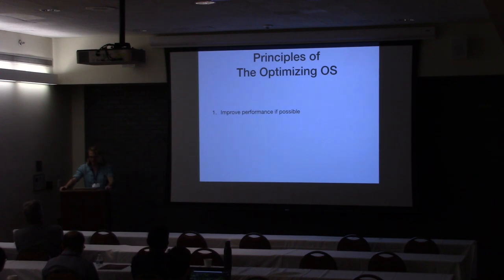So I'll provide a few principles for the optimizing operating system. The first one is to make some effort to actually run that code faster. Secondly, revert back to normal classical computation if you fail at one. And finally, I just want to emphasize that even though we might be using some statistical techniques for enabling these optimizations, all of the execution is going to remain exactly correct, bit for bit, with classical execution.